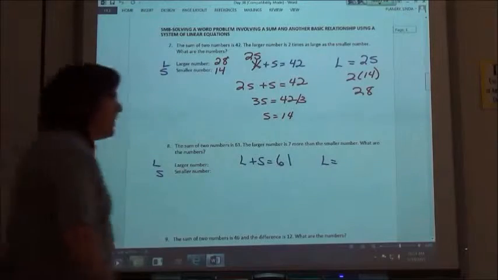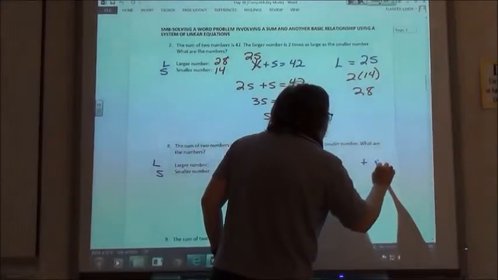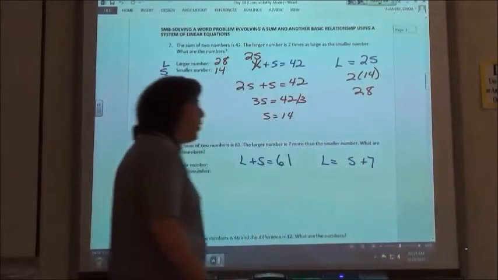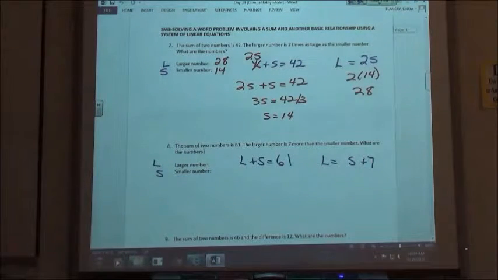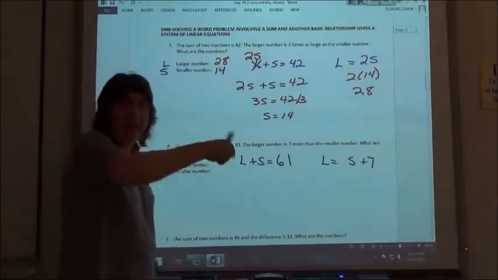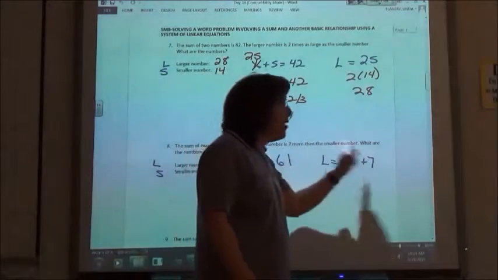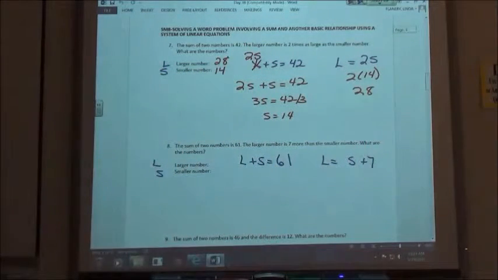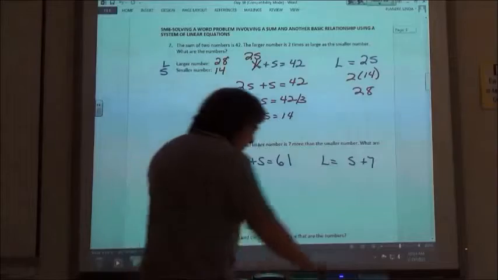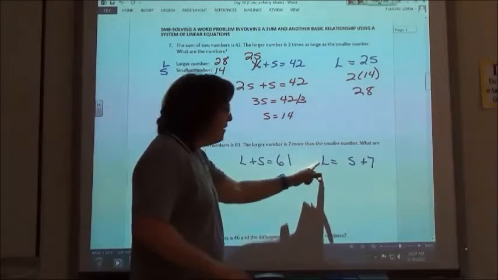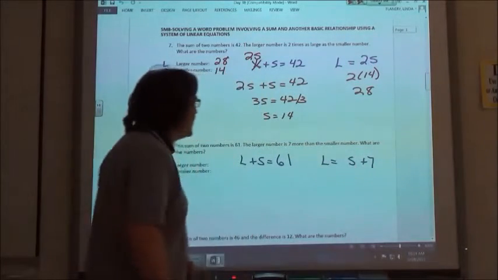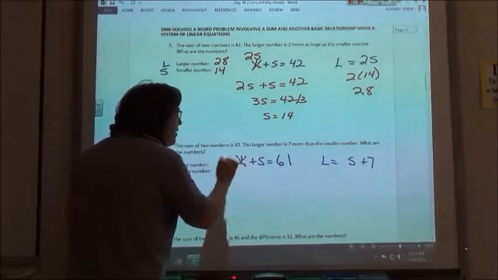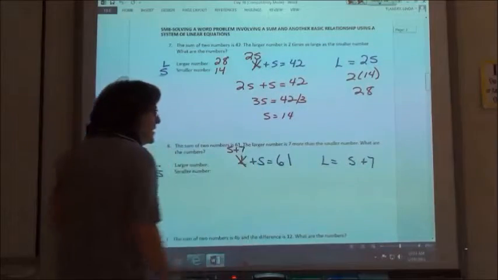7 more means I'm adding the 7 to the smaller one. We have the commutative property of addition, so if you wrote that backwards, it's okay. But keep in mind, if it was 7 less, it's got to go on the end. So get used to 7 more and 7 less, then I put it on the end, not in front. So again, this one we're going to solve by substitution. The L is equal to the S plus 7, so we're going to get rid of the L, put S plus 7 in its spot.